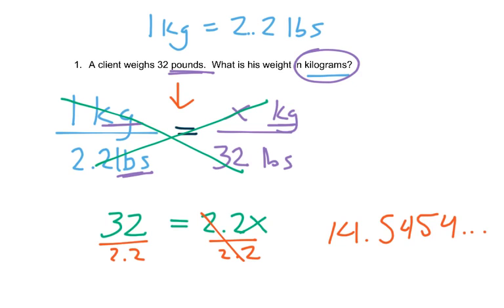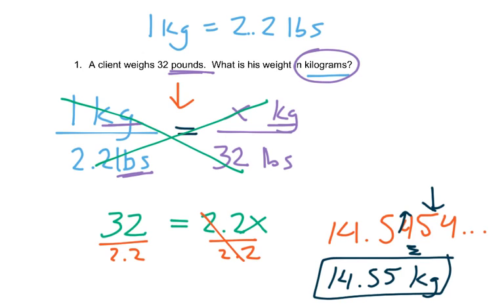14.5454, and it keeps going. Now remember, we said we wanted to round to the nearest hundredth with weight. That's this spot right here. So look here, this number is 5 or higher, which means we want this number to go up. So we'd write 14.55, and this is again in kilograms. That's what we were trying to find.